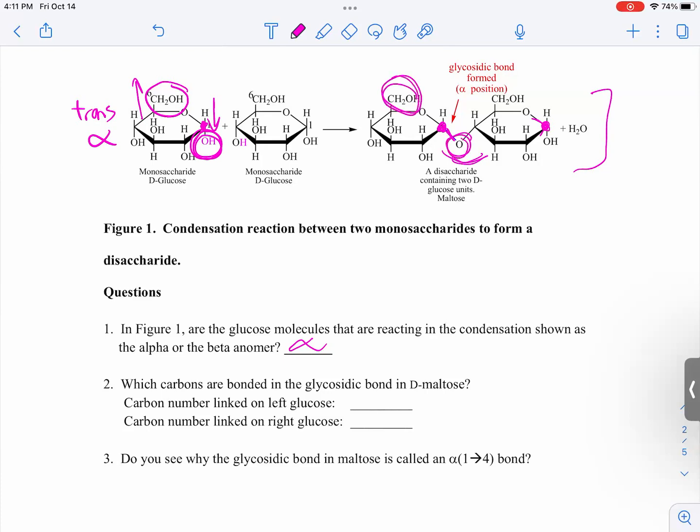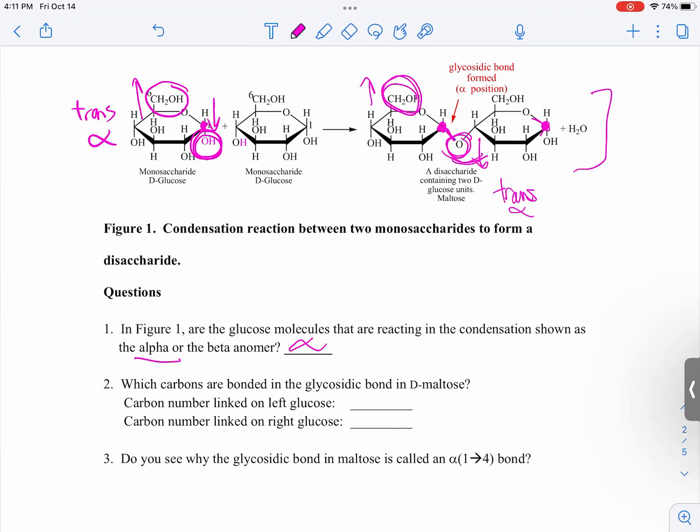So this is, in fact, the glycosidic bond, and this is alpha. Down, up, that's trans. Those groups are across from each other on the sugars, that is trans, and it is known as an alpha glycosidic bond. Okay, so alpha anomer.